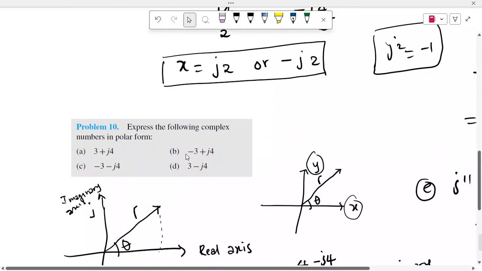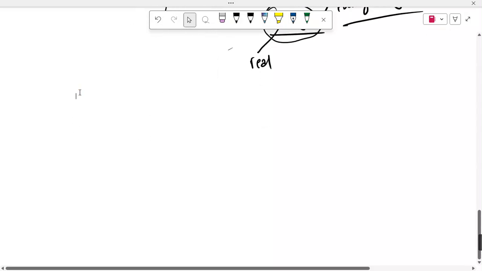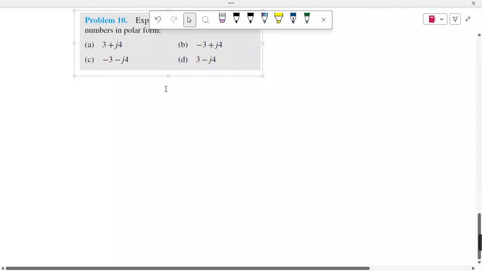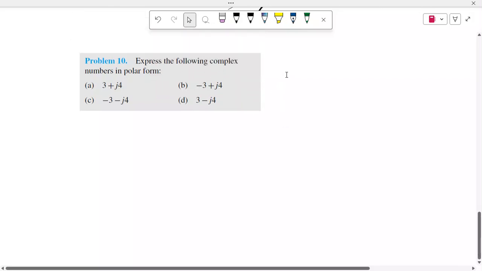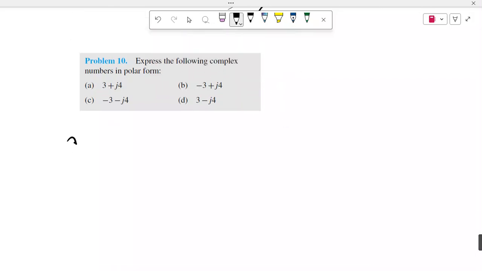So now, to answer the questions, let's start with the first one. So the first one is A. So 3 plus J4. Okay? So this is our real part. Real. This is our imaginary part. Okay? We need to identify first of all which one is our imaginary, which one is our real part. Okay? Next.